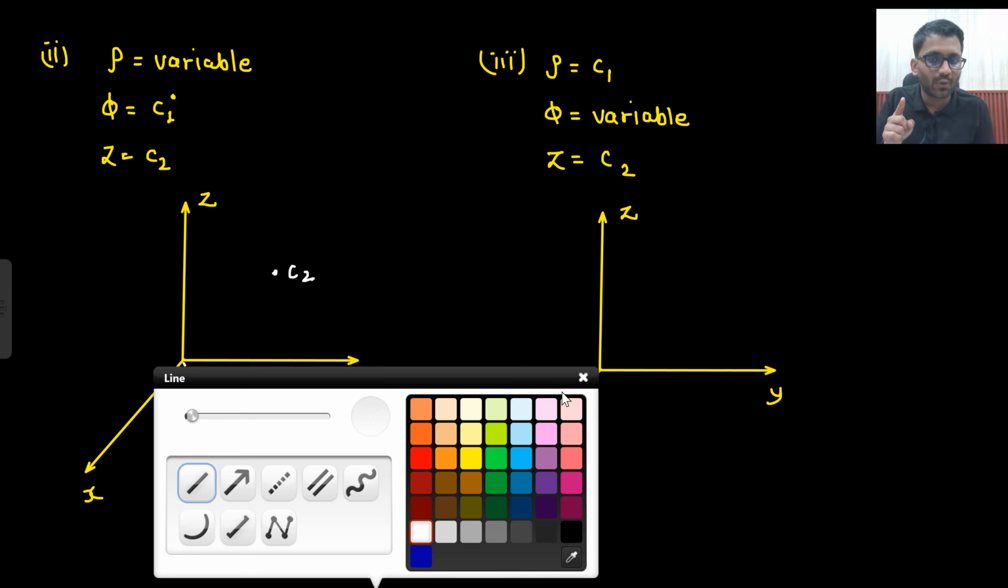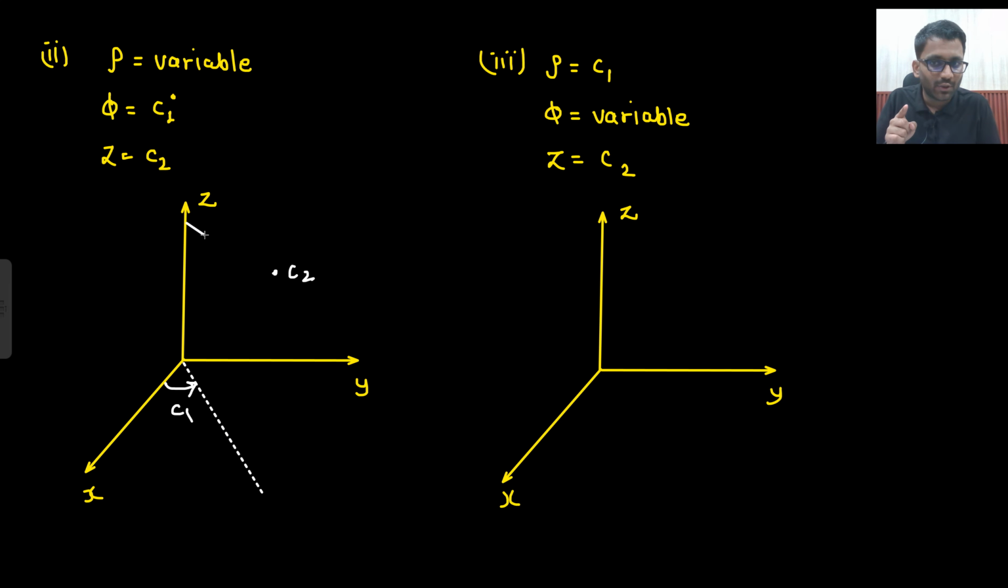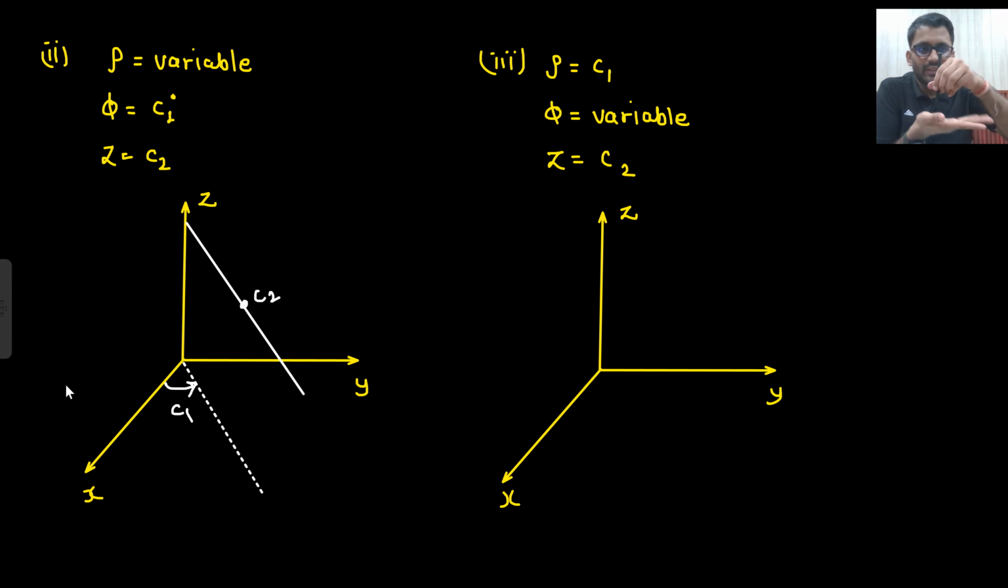What did I tell you? Rho could be anything. 0, 1, 2, 3, 4, 5, 6, 7, 8. Actually, this line will be parallel to this. I should have made it like this, and height is fixed. The height is C2. Are you getting this point? This is your xy plane. This was your z plane.